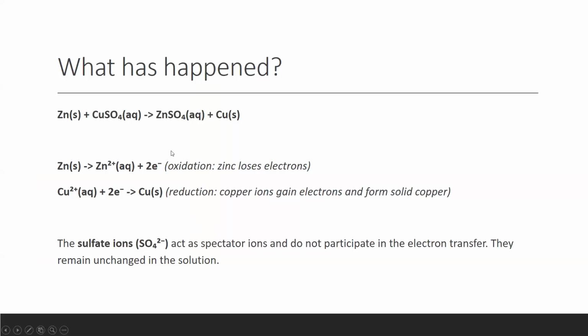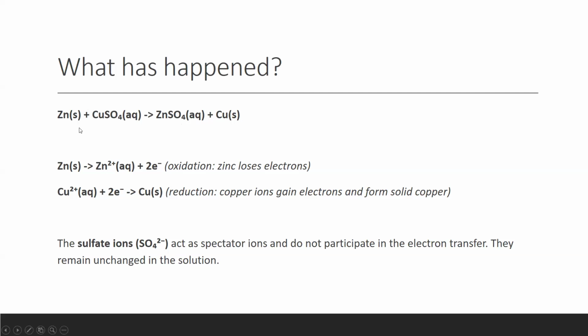Now what's happened here is that solid zinc has given up electrons to enter the solution as zinc 2+ ions, and copper has accepted these electrons to leave the solution and form solid copper. You can see that here. So zinc plus copper sulfate aqueous goes to zinc sulfate aqueous plus copper solid. Now the sulfate ions are actually unchanged in this. They remain in solution as sulfate ions, and so they're known as spectator ions.